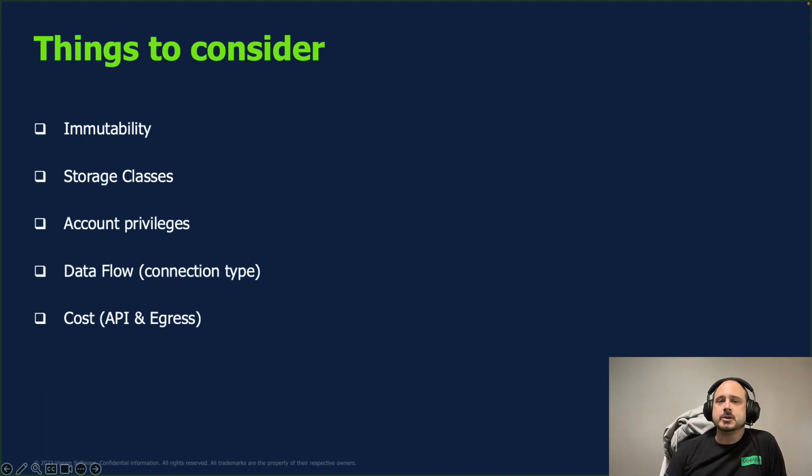And then data flow. So this is something that is often overlooked. So when you're connecting to an object storage repository, how is that data being sent? Is it going straight from the Veeam server? Is it going through a specific VLAN? Maybe it's going to your data center first using Cloud Connect, or maybe it's going direct. So we'll talk a little bit about that.